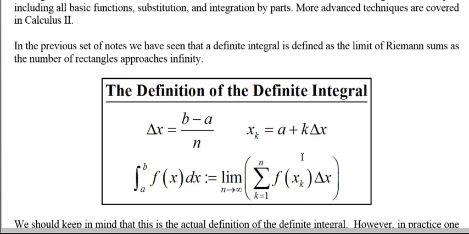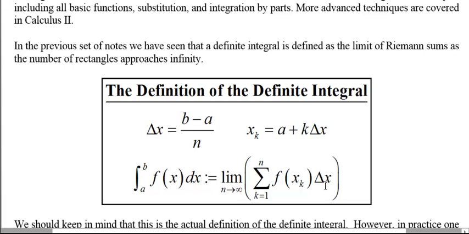Then f of x sub k becomes the height of the rectangle, or signed height technically, and then we multiply by the width delta x, so that product becomes the area of the rectangle, or at least a signed area of the rectangle. Then we sum those up and we have what's called a right Riemann sum. We take the limit of that as n goes to infinity and we have a definite integral.